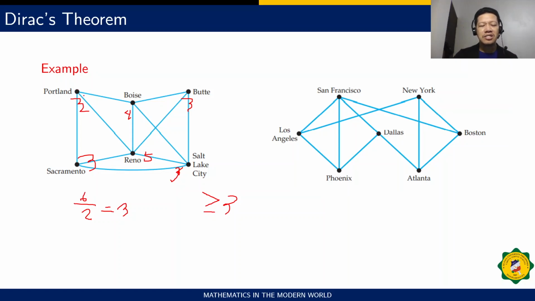And then you can actually have that starting from Portland, you go to Boise, to Butte, to Salt Lake City, to Reno, Sacramento, and you go back to Portland. So therefore, there is a Hamiltonian circuit.